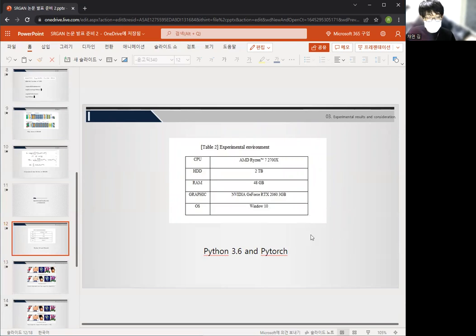Python 3.6 and PyTorch were used at the time of the experiment to train the network, and all networks were trained using Table 2 as hardware. The CPU is AMD Ryzen 7 2700X. The graphics card is NVIDIA GeForce RTX 2060 3GB.